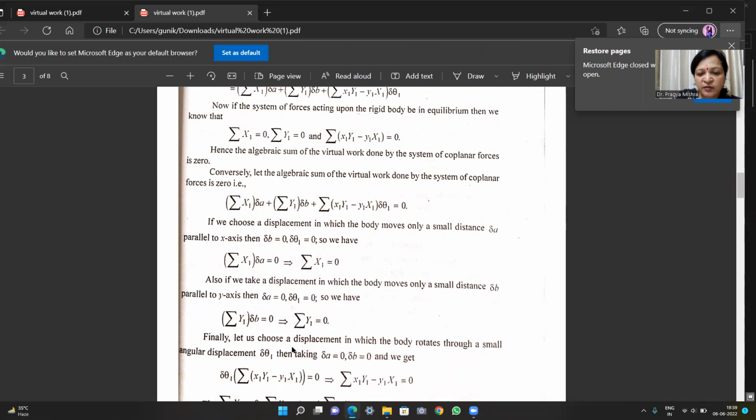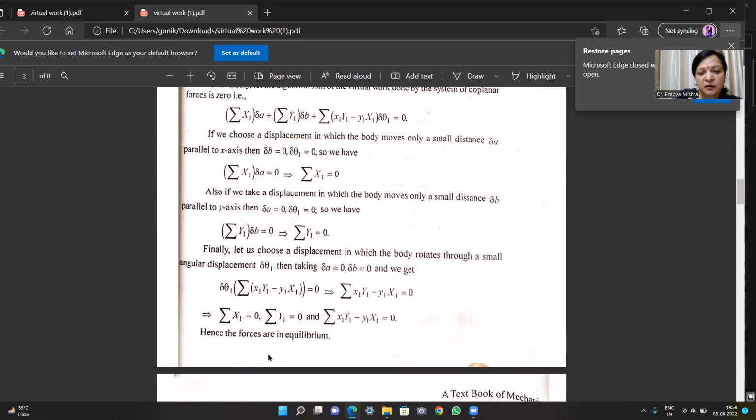Finally, let us choose a displacement in which the body rotates through a small angular displacement delta theta 1. It means in this case, displacement is only angular displacement. So in that case, delta A and delta B are 0 and delta theta 1 is not equal to 0. So finally we get this thing. Combining this result, we get sigma X1 equal to 0, sigma Y1 equal to 0, and sigma (x1 Y1 minus y1 X1) equal to 0. It means if the algebraic sum of virtual work is 0, then the forces are in equilibrium.